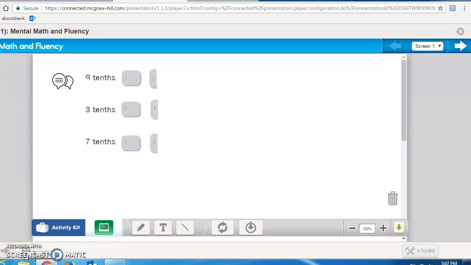Lesson 611, Angle Measures as Additives. The main focus of this lesson is for you to find an unknown angle measure, for you to find those angle measures in angles, and to be able to write equations once you find the angle measures. But first, let's start with our mental math and fluency.